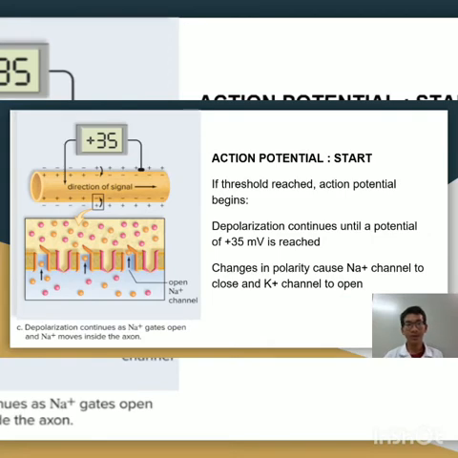So this is the beginning of the action potential. The action potential begins with depolarization, which keeps continuing until a potential of positive 35 millivolts is reached. It means the sodium will keep entering the axon until it reaches 35 millivolts. Because of the change in polarity, the sodium channel will close and the potassium channel will open. So that is the end of depolarization.